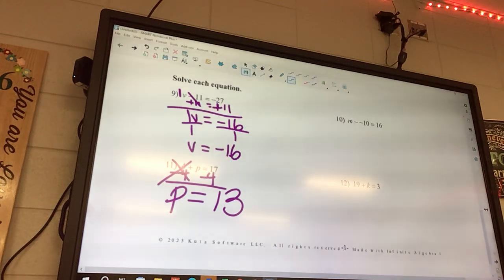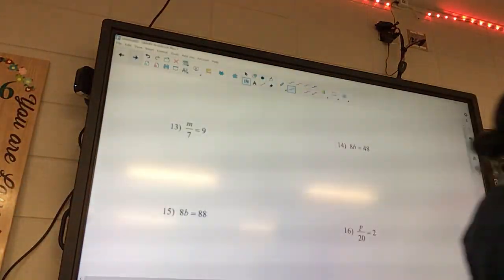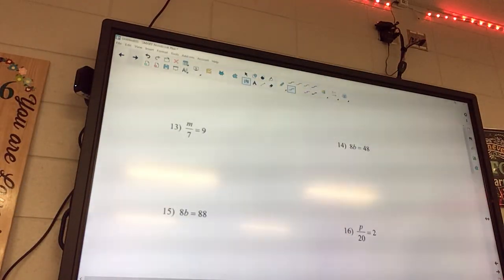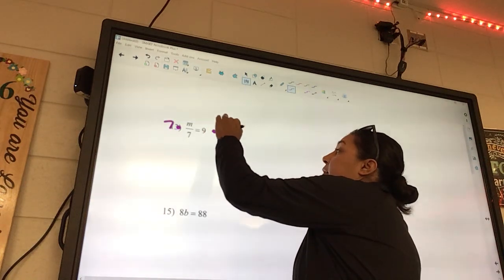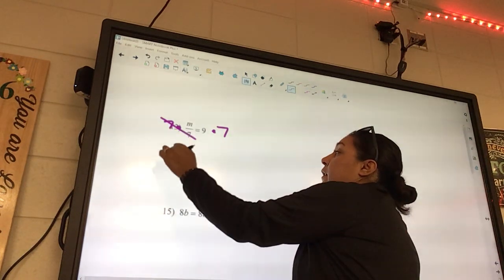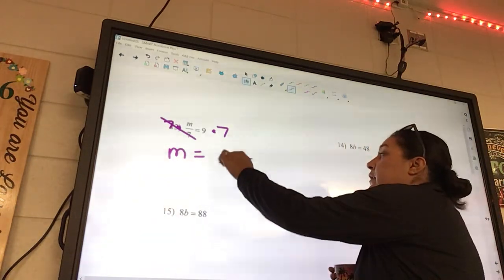Okay, flip the page, number 13, what needs done? Yeah, why do we need to do multiplication? Yeah, and what are we multiplying? What needs moved? The 7 needs moved, okay? Whatever's by the letter is what needs moved. So we're gonna say times 7 times 7. Okay, so I'm gonna get M equals, what is 9 times 7? 63.